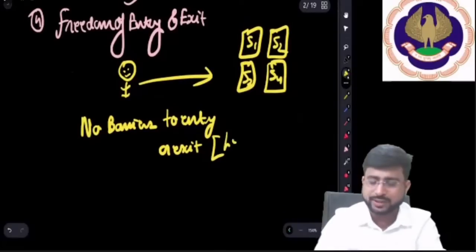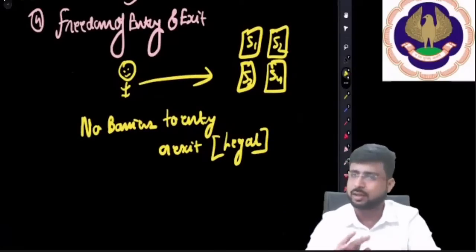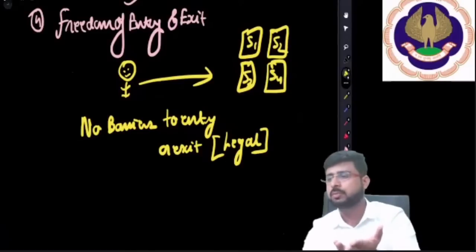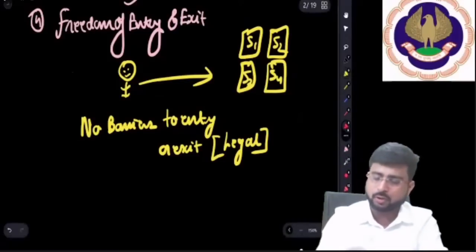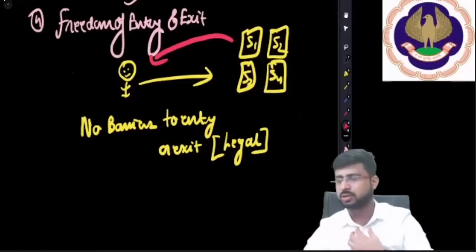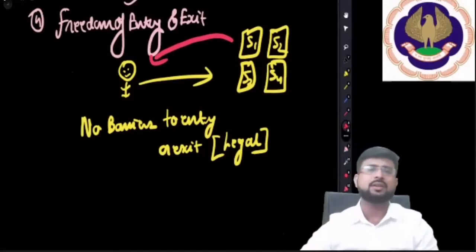There is no legal rule that, to enter the market, you have to do this and that. There is complete freedom. You want to come into the market, come. You want to leave, leave. Suppose one of these sellers wants to leave the market. Their choice. Your life, your rules. Perfect competition is like that.